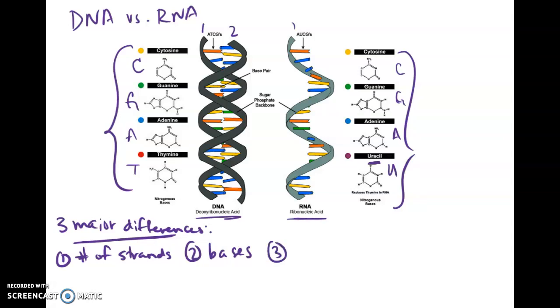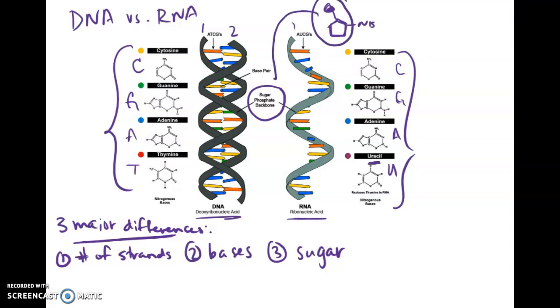And then the third is a little bit more difficult to remember because it deals with the sugar, and the sugar is not necessarily seen, especially in images that look like this, but it is in the sugar phosphate backbone. And remember, that backbone is going to be composed of parts of that nucleotide. So you have that phosphate and then the 5-carbon sugar that's attached to the nitrogen base. So this part is what is actually making up that sugar phosphate backbone.